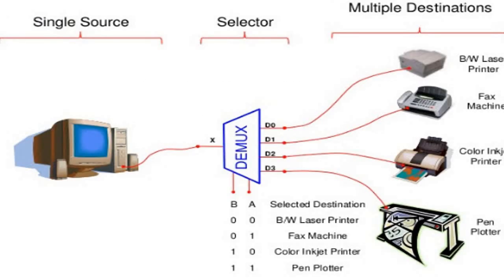So this is an example application of the demultiplexer. A single system, meaning a single PC or laptop, will be provided. From that we can connect many destinations like laser printer, fax machine, color printer, and pen plotter, based on the select pins A and B. If 00, the black and white laser printer will be selected. When B is 0 and A is 1, the fax machine will be connected. When B is 1 and A is 0, the color inkjet printer will be connected. When B is 1 and A is 1, the pen plotter will be selected.